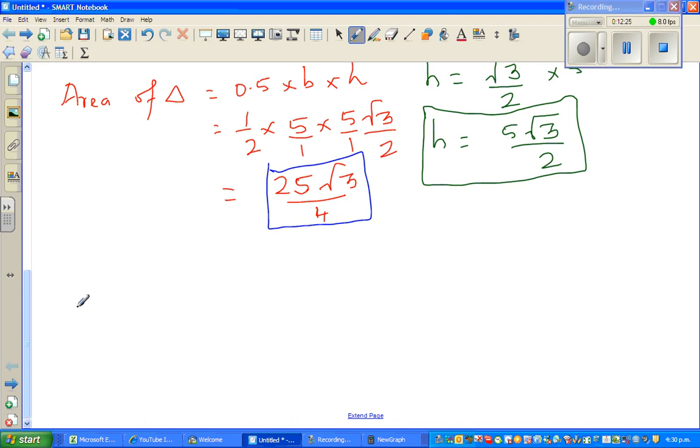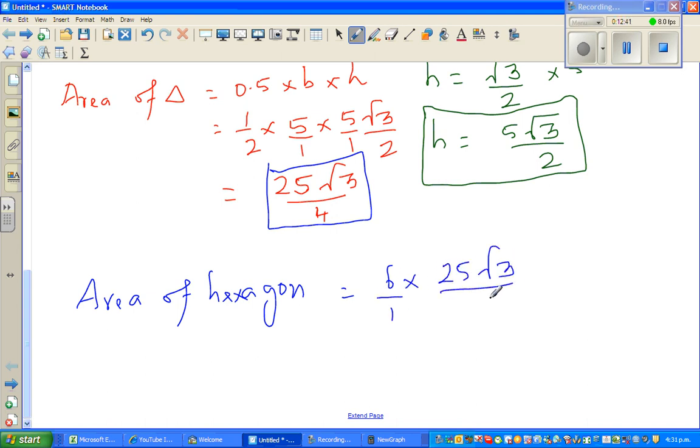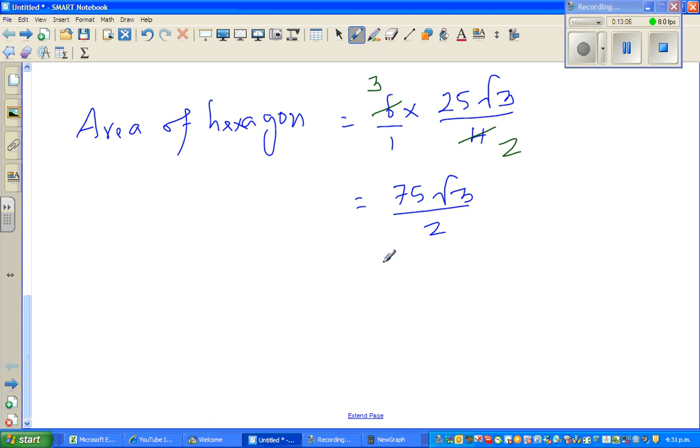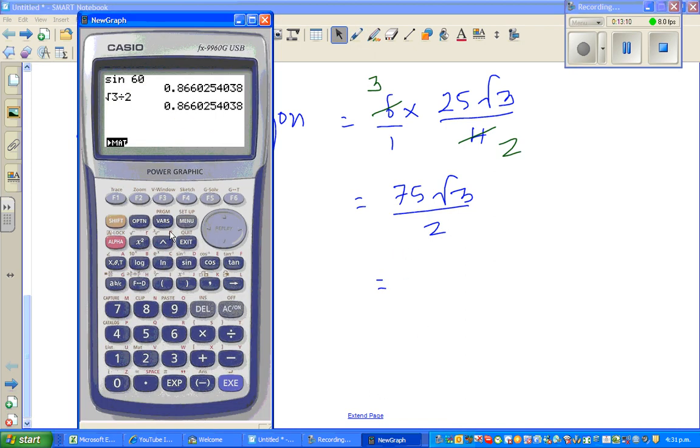Therefore, the area of the hexagon: you've got 6 triangles of this type, so you go 6 over 1 times 25 root 3 over 4. You can simplify 6 and 4: 2 goes into 6 three times, and 2 goes into 4 two times. So this is simplified to 25 times 3 is 75 root 3 over 2. If you want to write this as a decimal, this is 75 times root 3, equals, and then divide by 2.